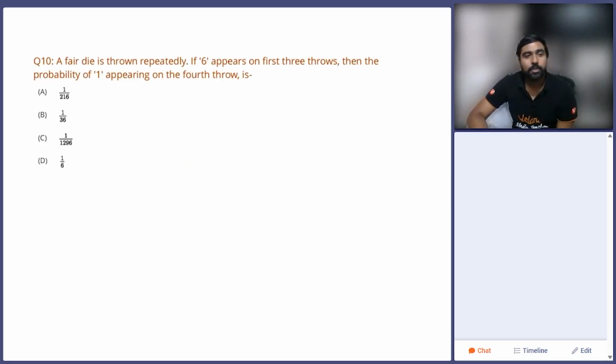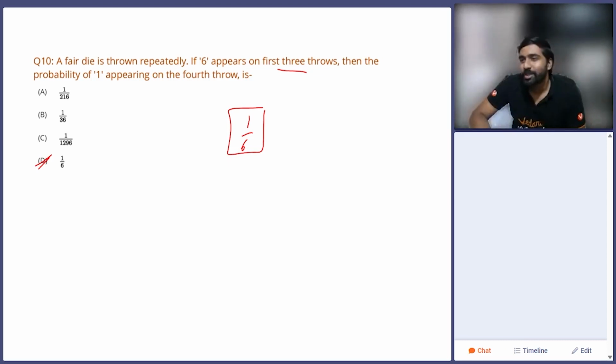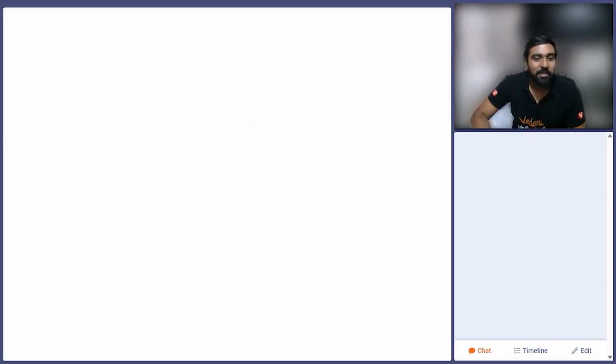Moving on. A fair die is thrown repeatedly. If 6 appears on the first 3 throws, then what is the probability of 1 appearing on the 4th throw? See, it's a fair die, so it does not matter. Even if you are getting the same output on the die 1000 times, the 101st attempt will still have the same exact probability as the previous throws. So even if I've got 6 on the first 3 throws, on the 4th throw the probability of getting 1 will still remain the exact same 1 by 6. No change whatsoever. Okay. Moving on.